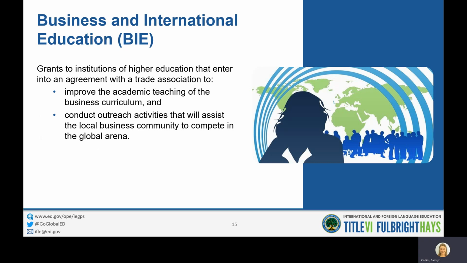Okay, the next program that we'll talk about is our Business and International Education, or BIE program. This one we're presenting right after the CIBE program because it does something similar in terms of trying to target the issue of international business, but this program does it in a little bit of a different way. The BIE program provides grants to institutions of higher education that enter into an agreement with a trade association. The goal of the BIE program is to improve the academic teaching of the business curriculum and to conduct outreach activities that will assist the local business community to compete in the global arena.